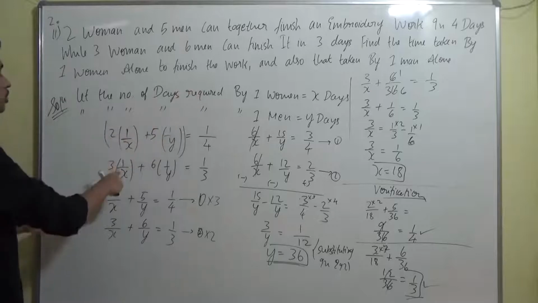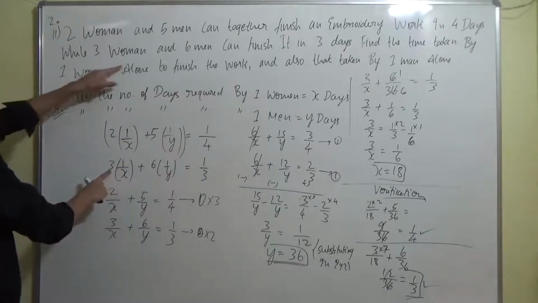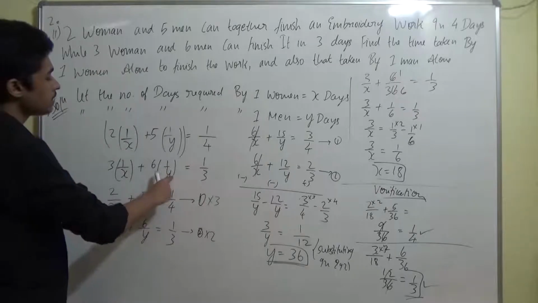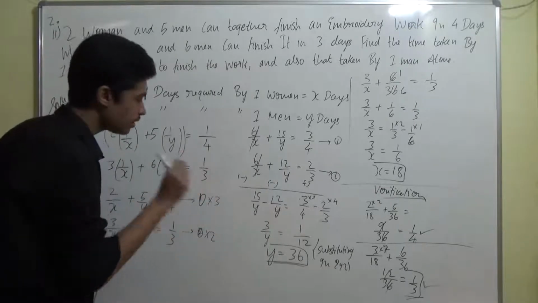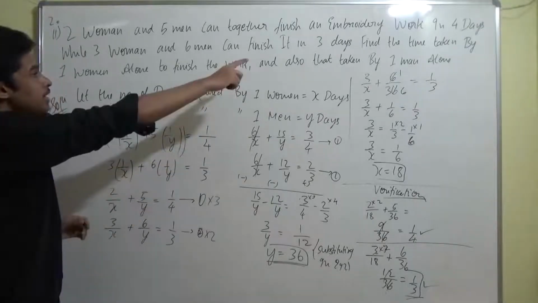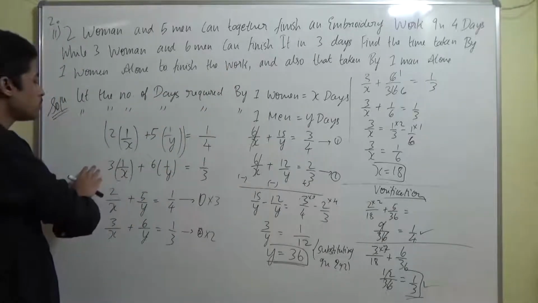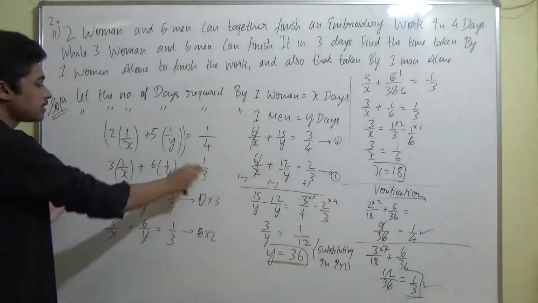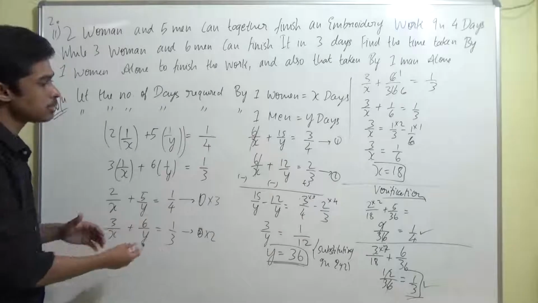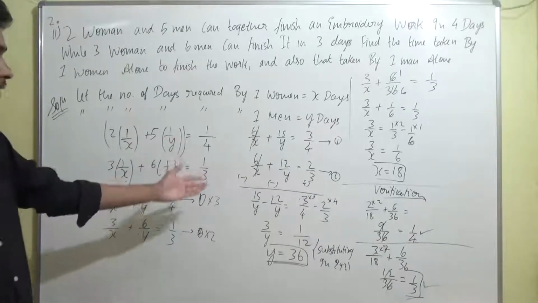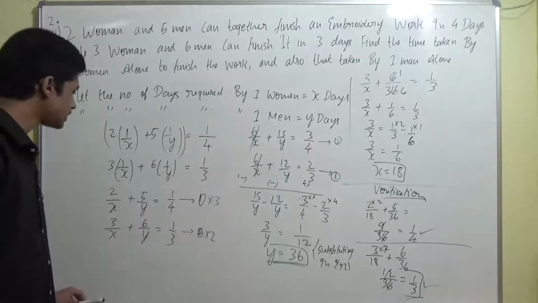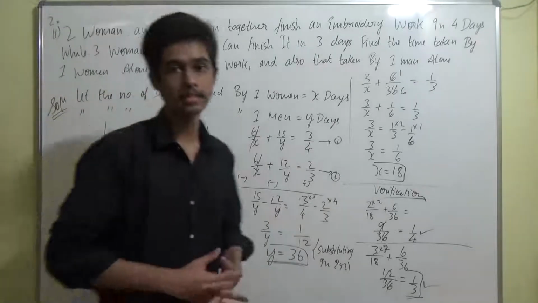Similarly, in the second statement also 1 by X into 3 women, because in the second statement they are given 3 women, and 1 by Y, that is the work done by the men in 1 day, into 6 men, since there are 6 men, and this whole into 3 days, right? Because they are doing it for 3 days. But what we did, we brought the 3 to the other side. Getting it? After that we formulated both the equations, we solved them, we got the value of X and Y using the elimination method, and then we also verified them and concluded the question. As simple as that, guys.